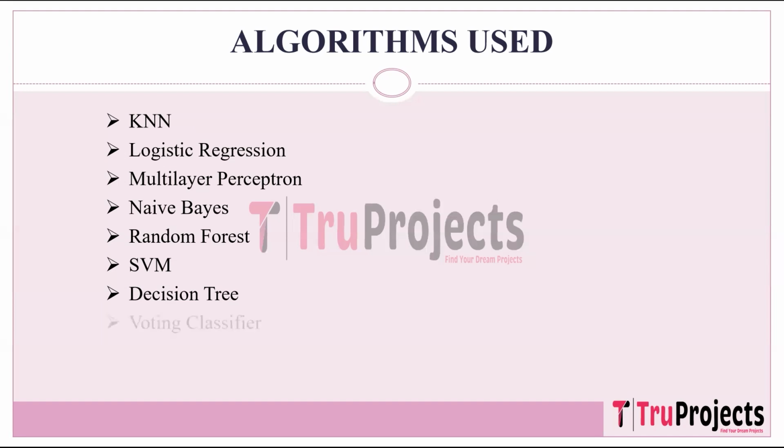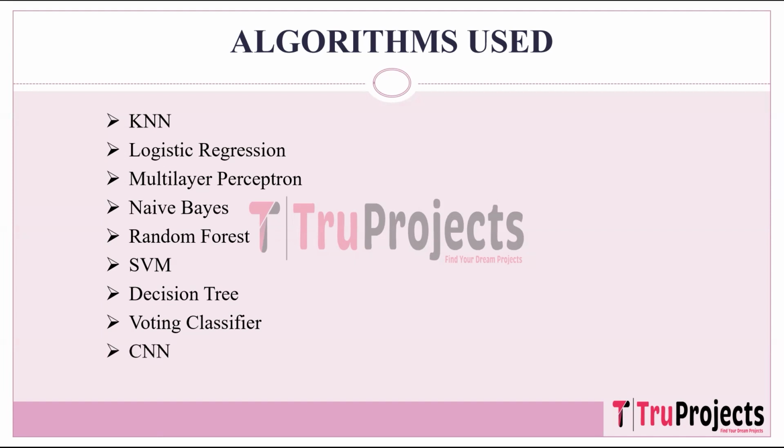Coming to the next algorithm, which is voting classifier. Voting classifier is an ensemble learning method that combines multiple individual classifiers and aggregates the predictions by voting. Voting classifier can aggregate the predictions of various classifiers like decision tree and random forest to improve the overall performance of brain tumor detection.